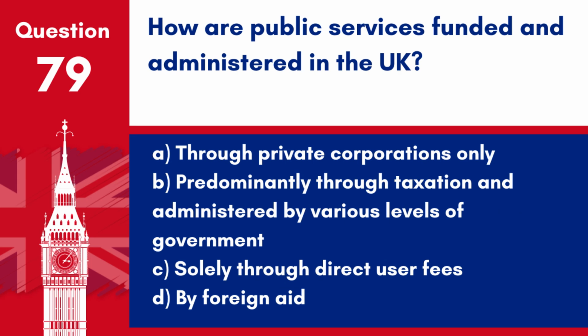Question 79. How are public services funded and administered in the UK? A. Through private corporations only. B. Predominantly through taxation and administered by various levels of government. C. Solely through direct user fees. D. By foreign aid.